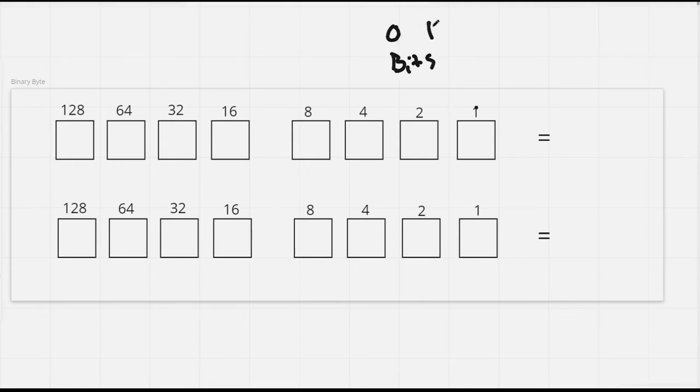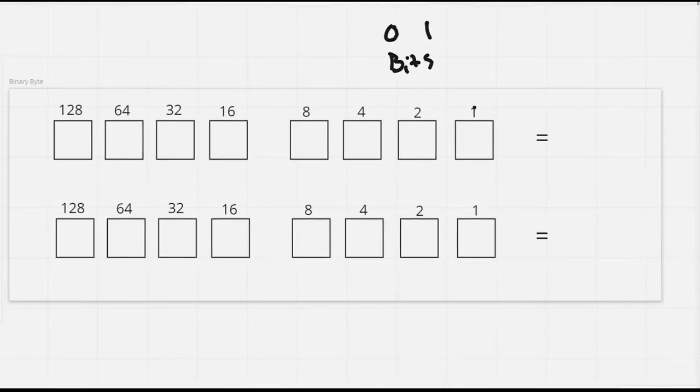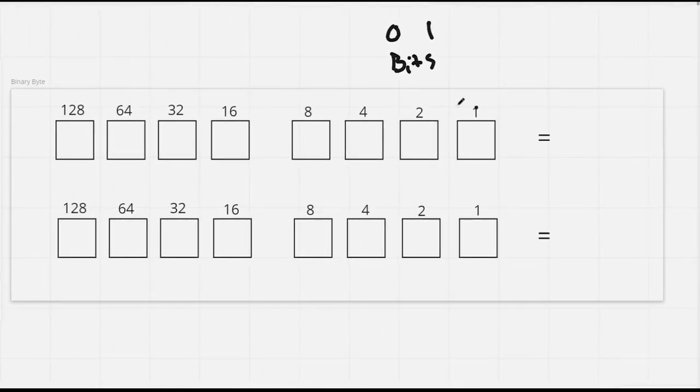A 0 is a bit, a 1 is a bit. This 1 at the top of this box is a bit. This 2 at the top of this box is 2 bits. This 4 is 4 bits. And you notice that I have 8 boxes. 8 bits equal 1 byte.